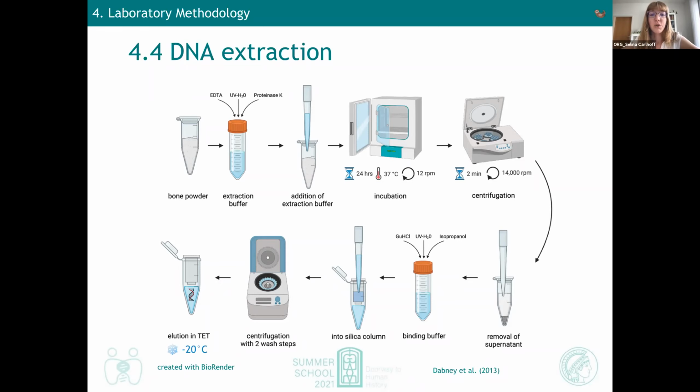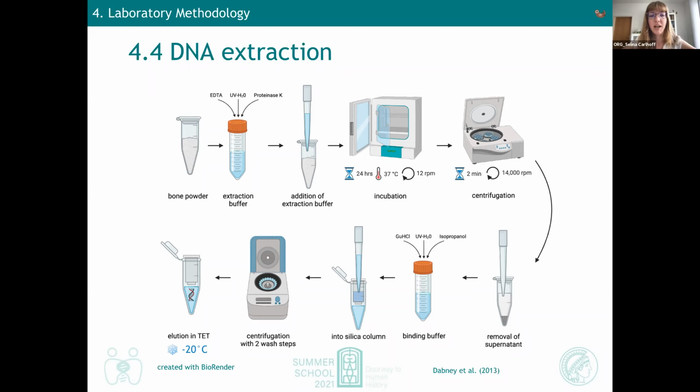then centrifuged. So you separate the still solid portion, where there might still be some bone powder or other organic material that wasn't broken down, from the supernatant, which is what you call the liquid that flows on top of the solid portion. And in the supernatant, you should have all the DNA and also lots of other chemicals and molecules which are put into solution.